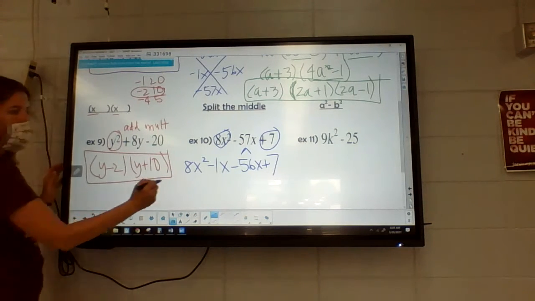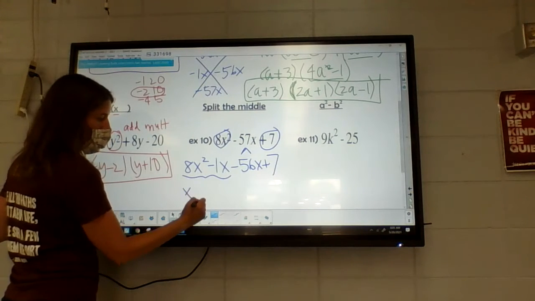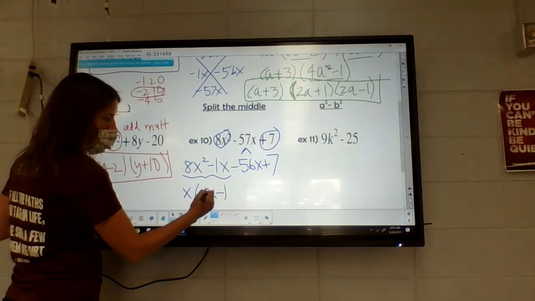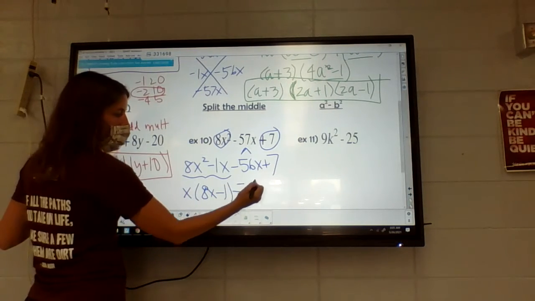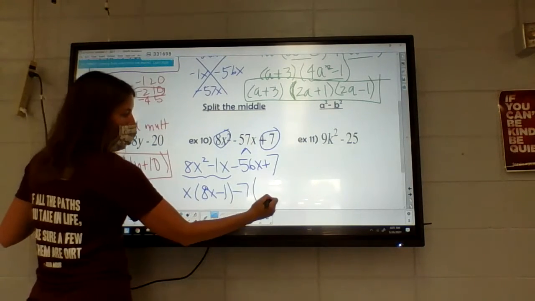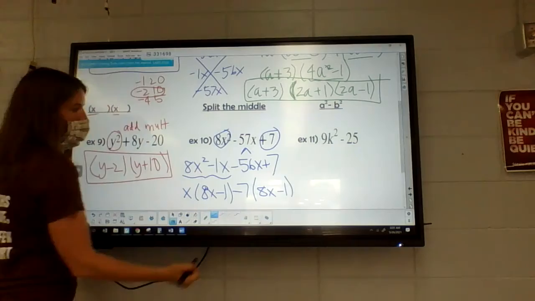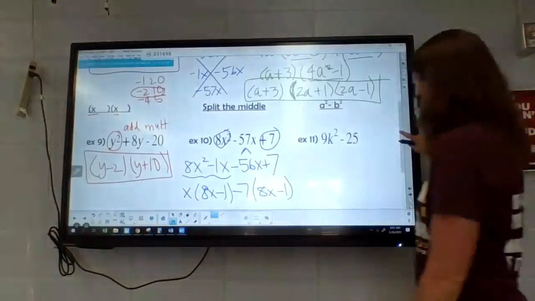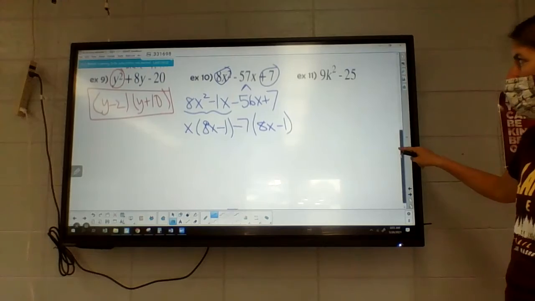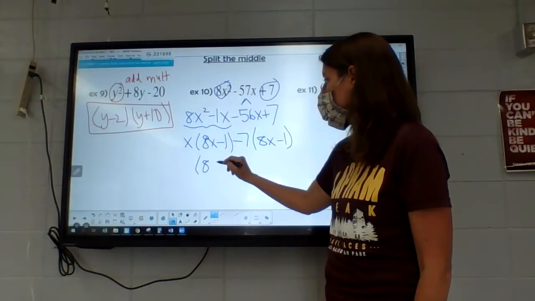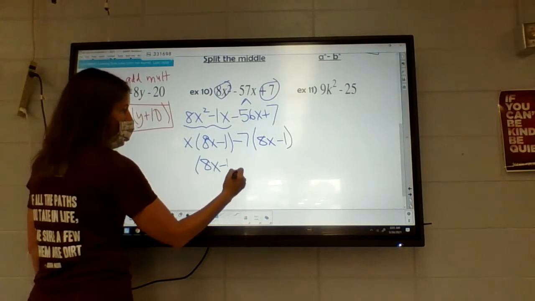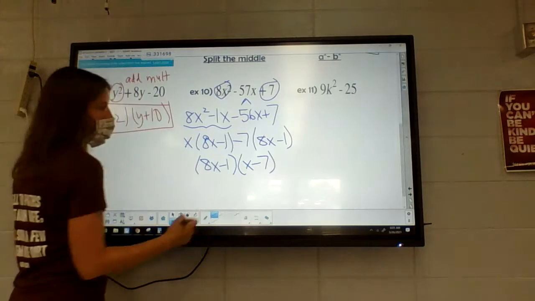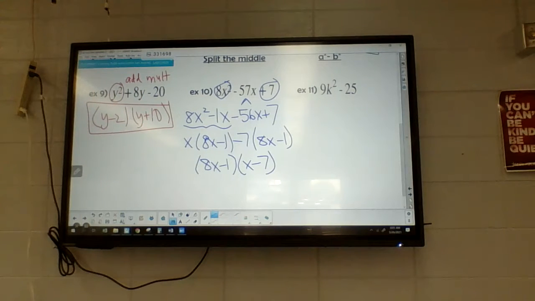And now I do grouping on this one. Out of these two, I can take out a negative 7. It's a little bit tough one to factor. And we get the same thing twice. So that's it completely factored now. Those two terms, they're not difference of squares or anything crazy like that.